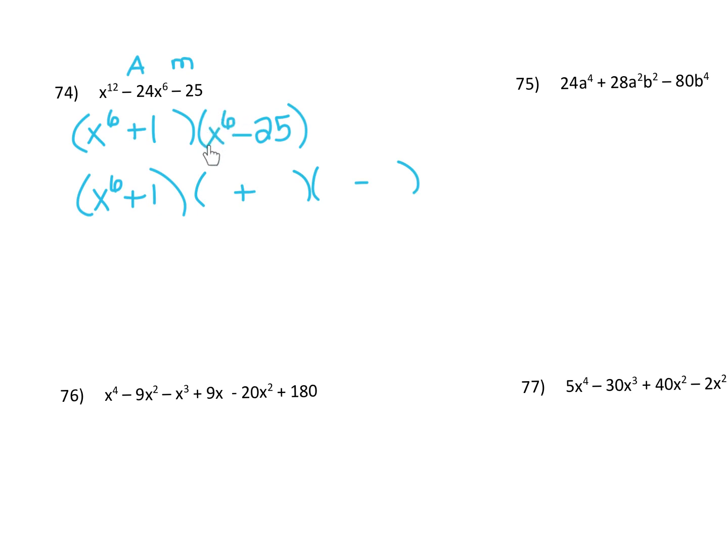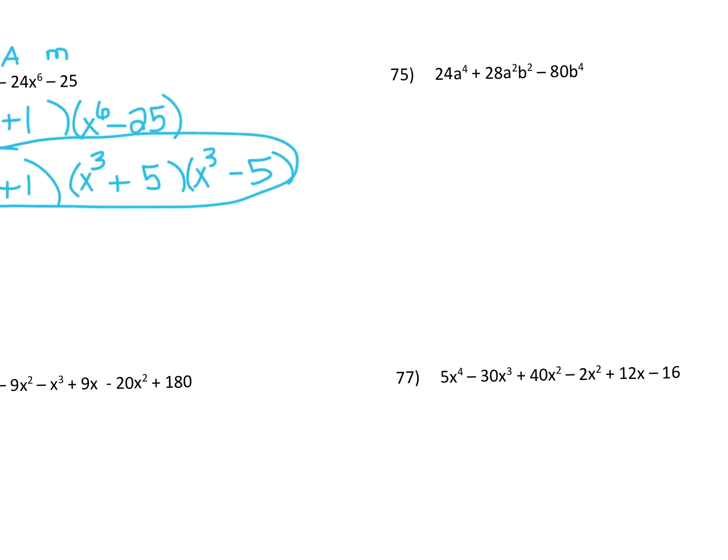Remember, when you take the square root of a term with an exponent, you just cut the exponent in half, right? So half of 6 is 3. So the square root of x to the 6th would be x to the 3rd. And then I'm going to take the square root of 25 and put that in the second spot in each parenthesis. Okay, so if you look here with what we have, none of these can be factored further. So I'm going to circle this.